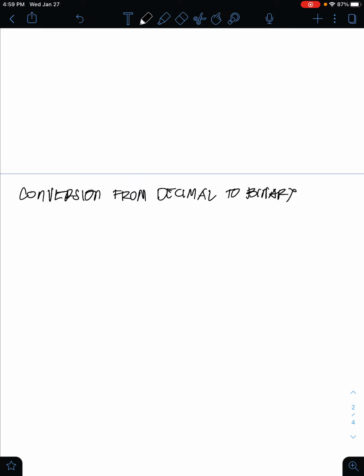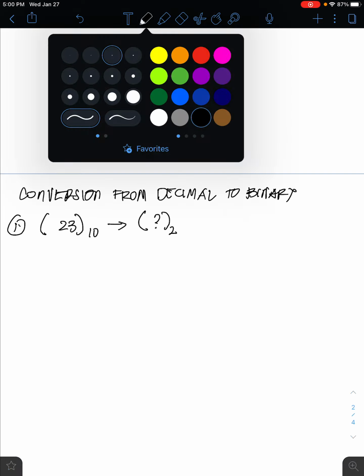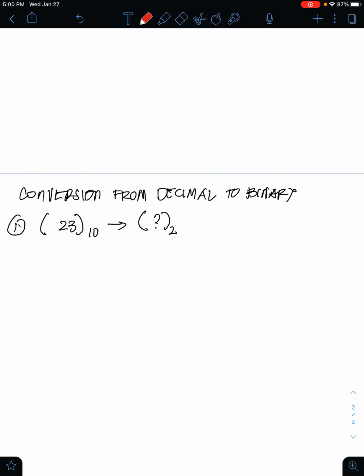Okay, take note that decimal is base 10. For example, let's have the basic one first: 23 decimal, convert it to binary. Here we can say that 23 is a decimal. Now how do we solve this one?